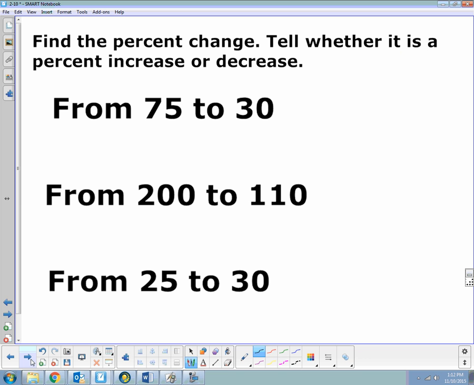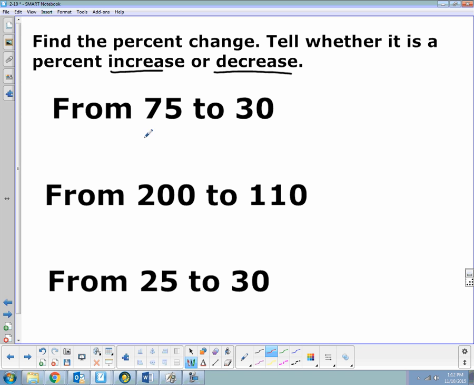So try these 3 on your own. How much did it change? What was the original amount? And make sure you write increase or decrease after your answer. Pause it. Do these 3. I'm assuming you tried it. I'm assuming you did it on your own.